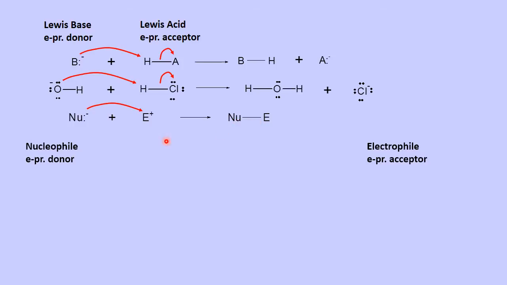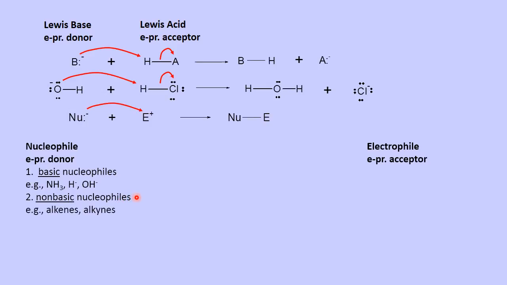So what constitutes a nucleophile? Well, there's actually two types. We have nucleophiles that are in fact bases. We would call them basic nucleophiles, like hydroxide, like hydride, like ammonia, like any of the bases you're familiar with. They're all electron donors. They're all nucleophiles. But in addition, there are also non-basic electron donors, non-basic nucleophiles, such as alkenes and alkynes, and these are completely non-basic, but yet they are electron donors.